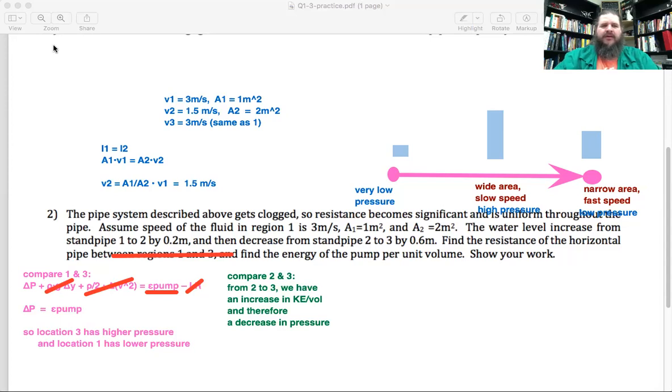Yeah, we can figure out using the potential energy density formula, rho g delta y, density of water times gravity times the difference in height of the standpipes will tell you the difference in pressure at the bottom. So we know from 1 to 2, there's a standpipe difference of 0.2 meters. If we multiply density times gravity times height, or times difference in height, that should tell us the difference in pressure.